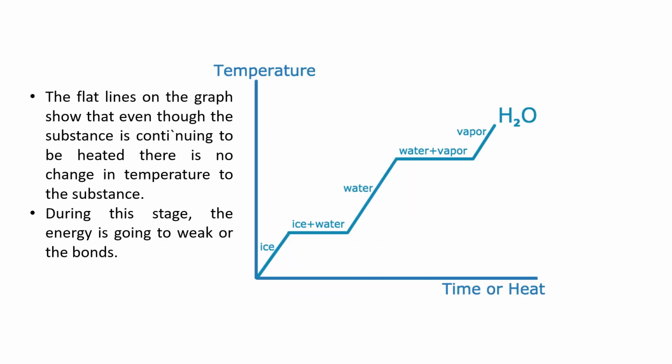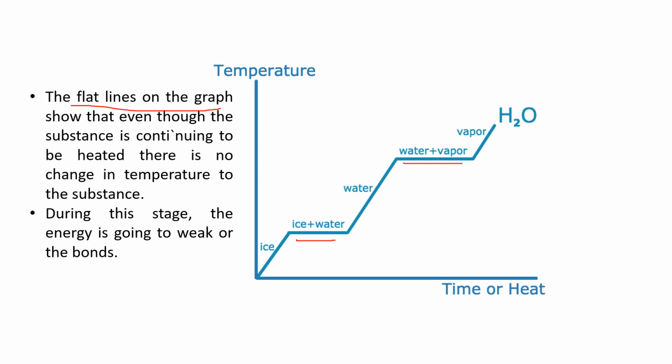Here is another example for the two types of variable, temperature versus heat. For the water, the flat lines on the graph show that even though the substance is continuing to be heated, there is no change in temperature of the substance.